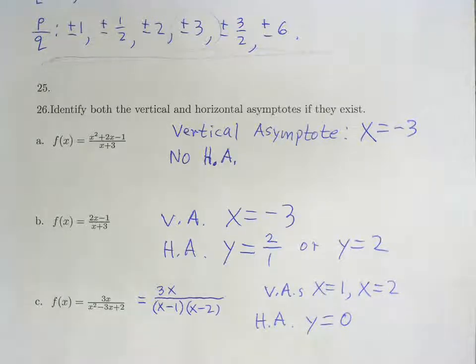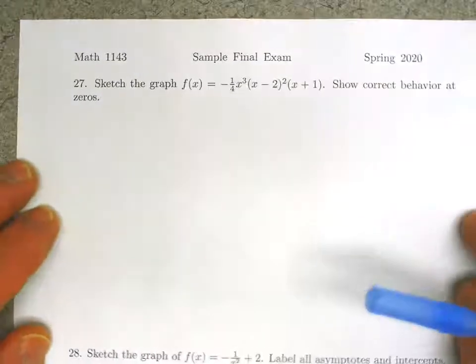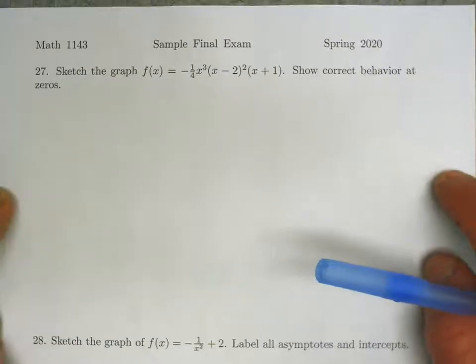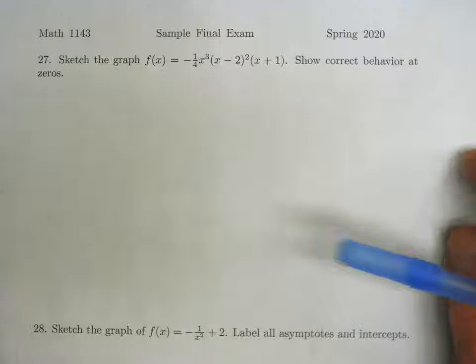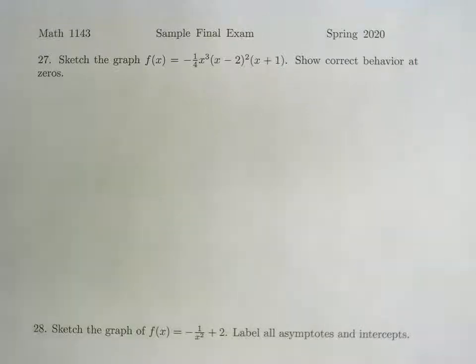Okay, we're down to about a minute and a half. We can start looking at number 27. Sketch the graph of f of x equals negative 1/4 x to the third times x minus 2 to the second times x plus 1.